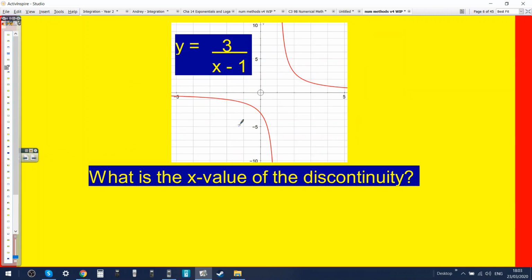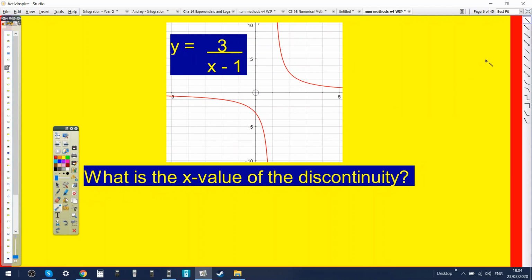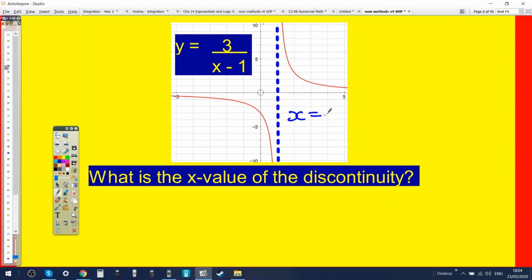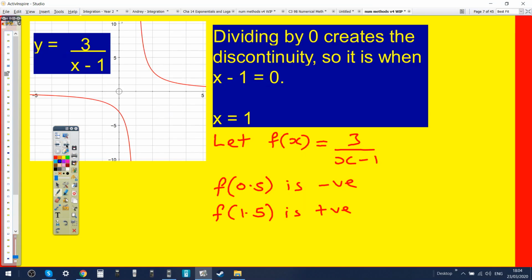Okay. What value of x would cause the discontinuity for this one? 3? Nope. It would be the x value that would cause us to divide by 0. 1. Yes. So the equation of the asymptote for this one then would be x equals 1.